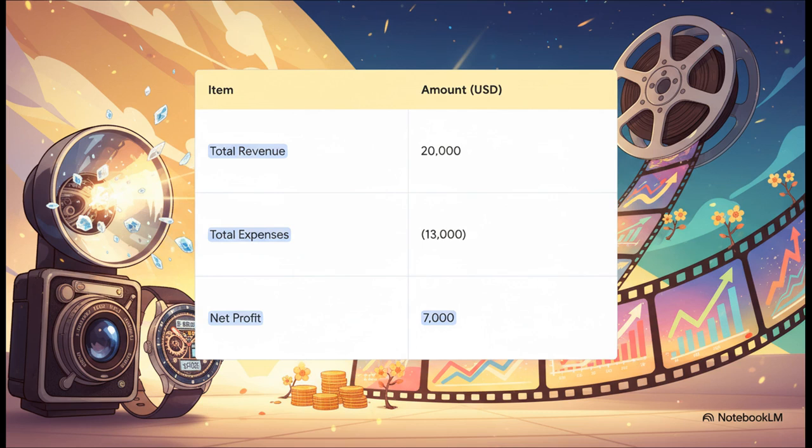Let's look at another simple example. This company generated $20,000 in revenue from its sales. To do that, though, it spent $13,000 on things like rent and paying its employees. So you subtract the expenses from the revenue, and you end up with a net profit of $7,000 for that period. That tells the story of their performance, which is exactly what a potential investor wants to see to figure out if the company is growing.